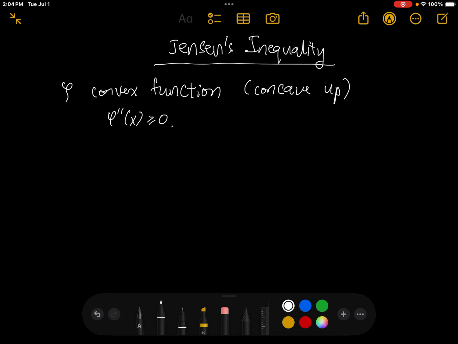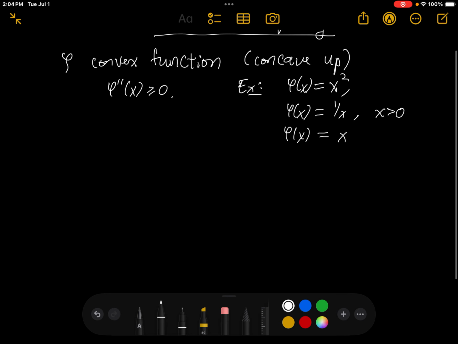Some examples of this are phi of x equals x squared, and phi of x equals 1 over x as long as x is positive. And phi of x equals x is also concave up because the second derivative is 0. But that's okay because we just require that the second derivative be greater than or equal to 0. So those are concave up functions. And suppose that you have a random variable x.